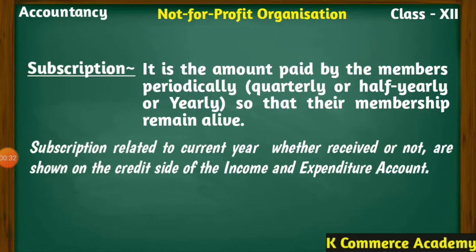In very simple words, as you all are students of a particular school, and a school is also an example of a non-profit organization, what do you pay to the school for continuing your membership? Obviously you pay quarterly or monthly fees to the school, and this is considered the subscription amount for the school. Subscription is the main source of revenue for a non-profit organization.